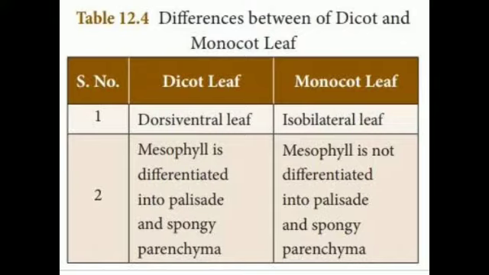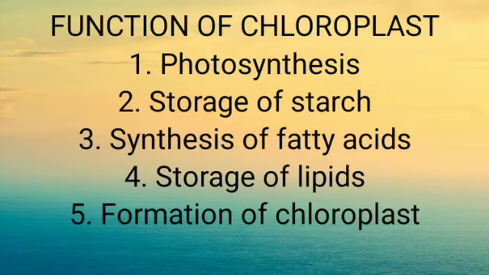The next, mesophyll is differentiated into palisade and sponge parenchyma, but monocot leaf is not differentiated into palisade and sponge parenchyma. That's it.